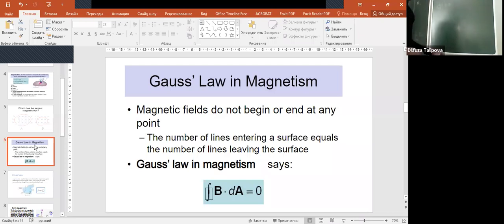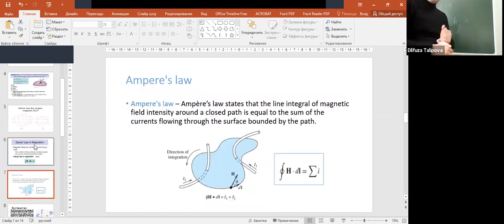So we have such an equation: the integral of magnetic field B multiplied by dA is equal to 0. As we know, this is the magnetic flux. So magnetic flux is equal to 0 here. This one is the Gauss law in magnetism. And our last topic is about Ampere's law.